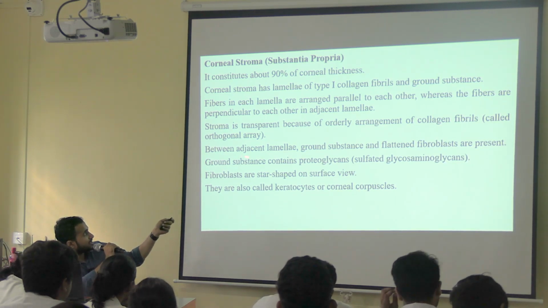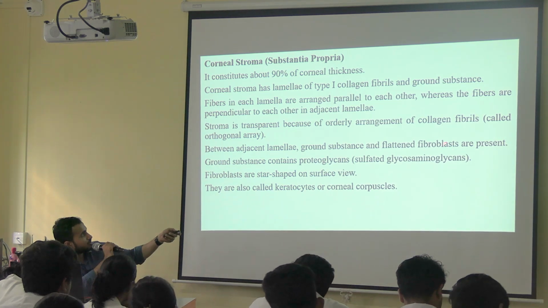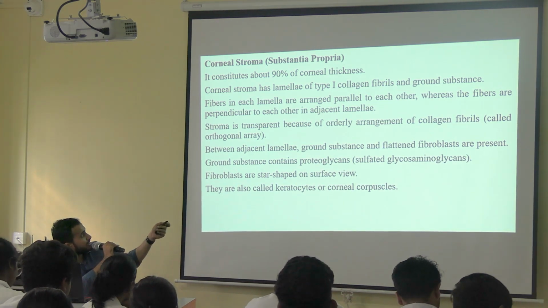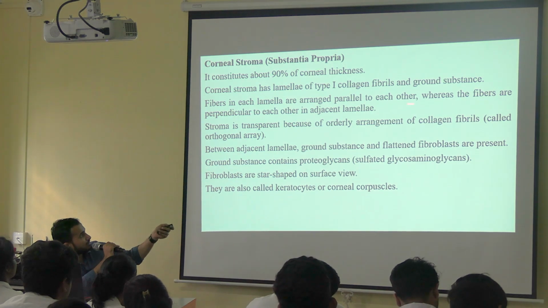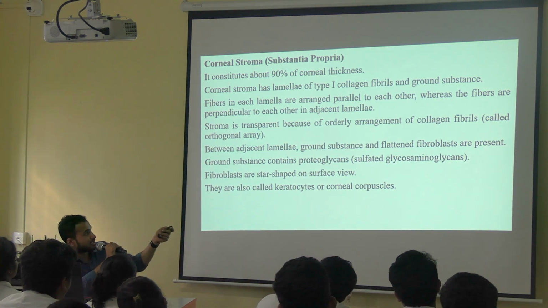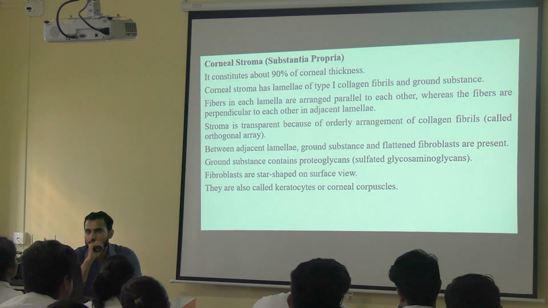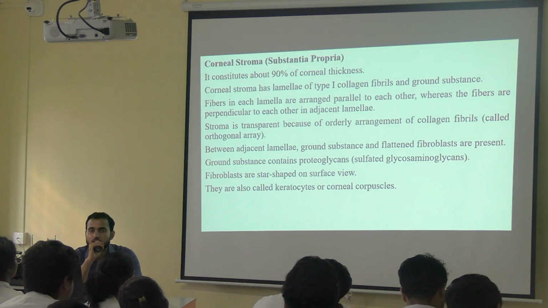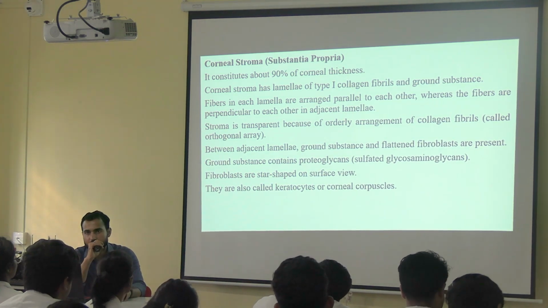Okay, as you can see, the stroma is transparent because of the orderly arrangement of the collagen fibers. Between the adjacent lamellae, ground substance and flattened fibroblast cells are also present. Now, if you see the arrangement, each lamella is arranged parallel to each other, whereas the fibers are perpendicular to each other in the adjacent lamellae. So that is a particular arrangement of the bundles of collagen fibers. And due to this particular arrangement, the cornea is transparent in nature.